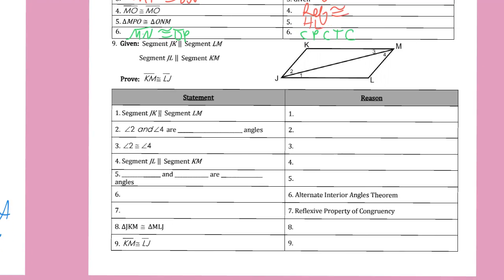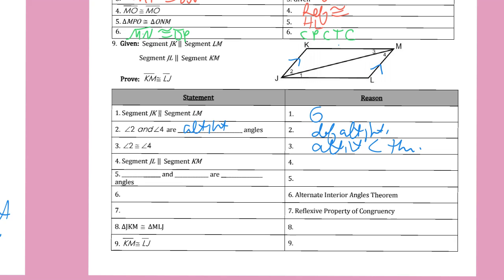Okay, the last proof for today has some common factors that happen within proofs. It says these two lines are parallel to each other, and that is given. So JK is parallel to LM. And then it says angle 2 and 4 are alternate interior angles by definition of alternate interior. So that means that 2 and 4 are congruent. Why? The alternate interior angle theorem. That was fun. Try it again.